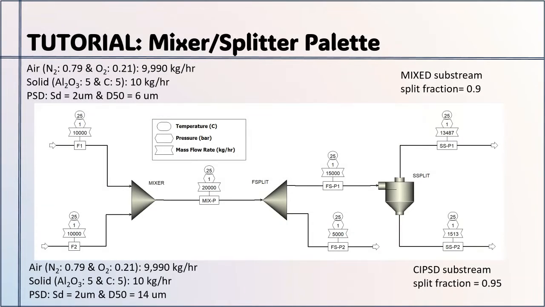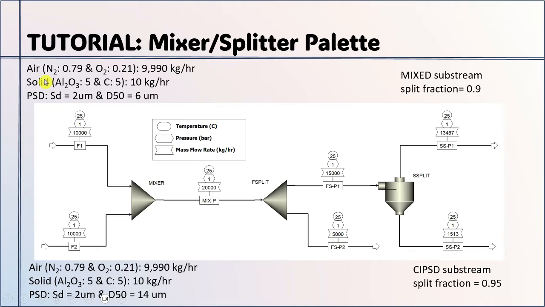So let's consider the following case study for today's discussion. In this example, two feed streams named F1 and F2 are mixed together to produce a mixed stream with the name MIXP. The flow rate, temperature and pressure of both of these streams are the same.